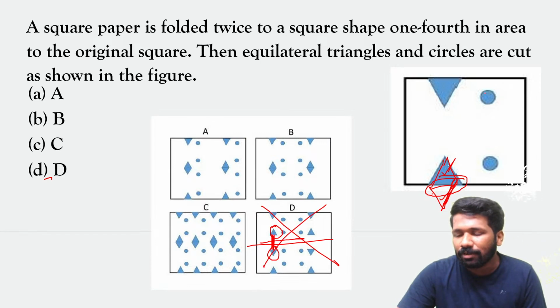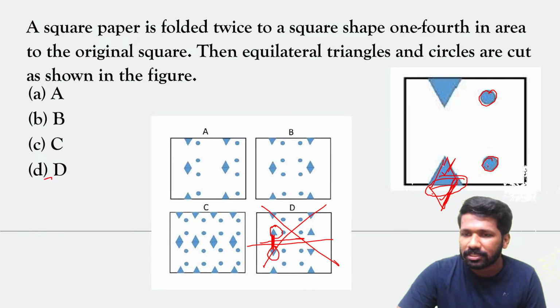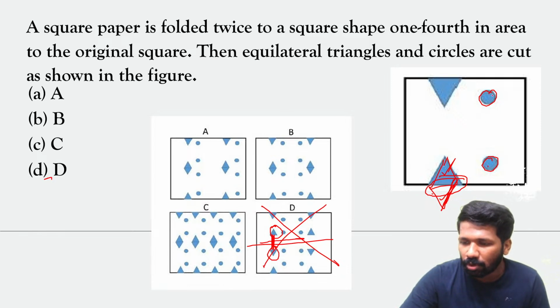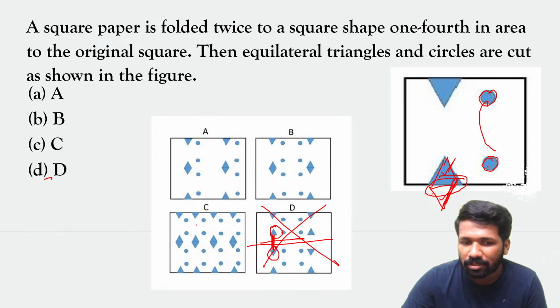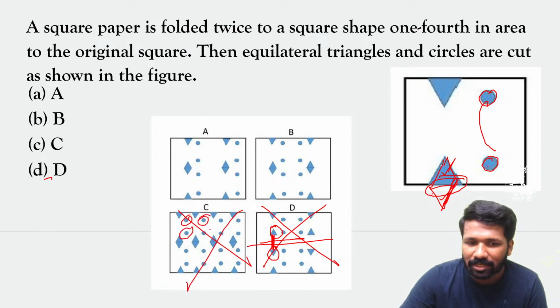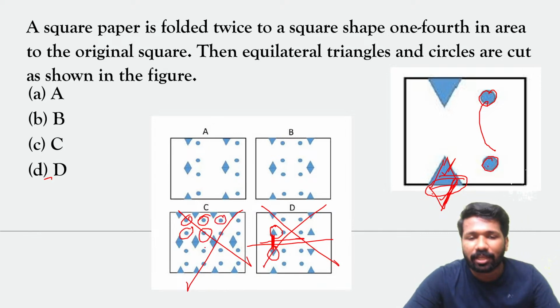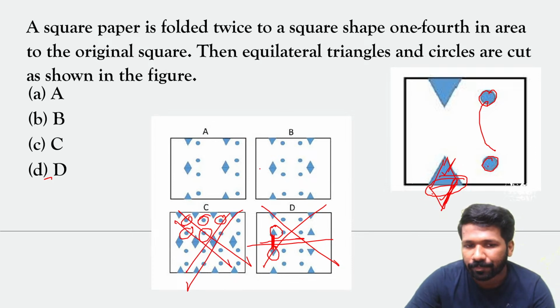Now look at the circle. What happens to the circle? There are two circles in this. When you open up, there will be 2 into 2 into 2, 8 circles. Now, 2 circles on this, and there are totally 4 surfaces here. So 4 into 2, 8 circles should be there. So option C is eliminated because that is more than 8 circles. It is 32 circles. That is clearly wrong.